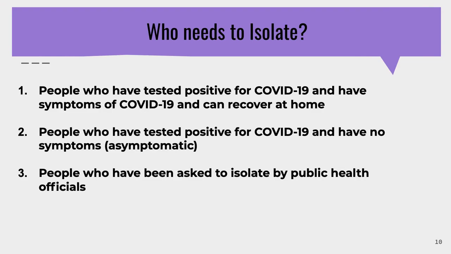All right, we're now going to talk about isolation. So those who need to isolate are people who have tested positive for COVID-19 and have symptoms of COVID-19 and can recover at home. Those who have tested positive for COVID-19 but have no symptoms, they're asymptomatic, or people who have been asked to isolate by public health officials. So maybe you are a presumed positive case.